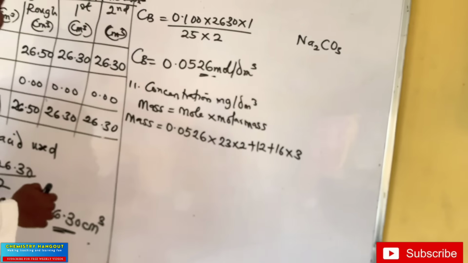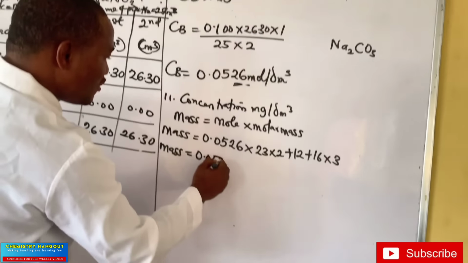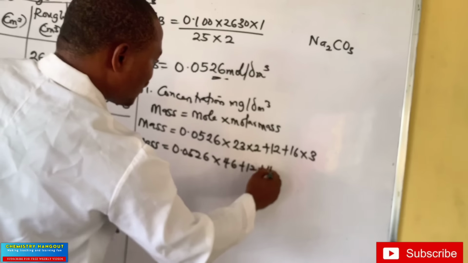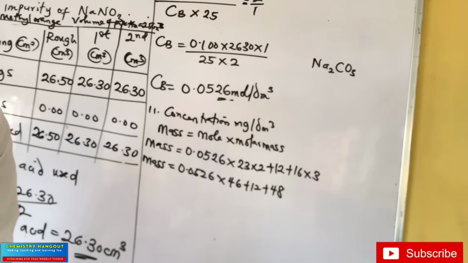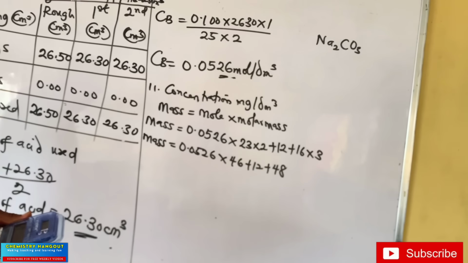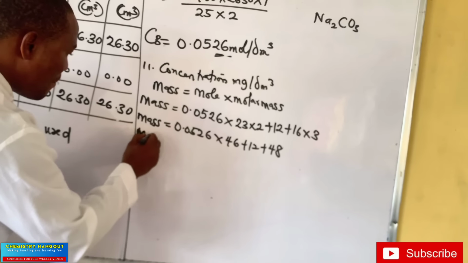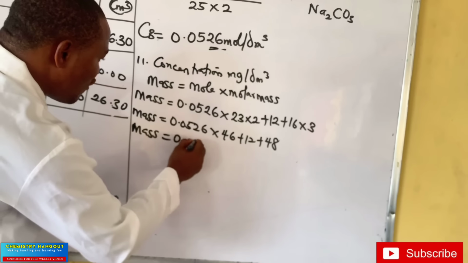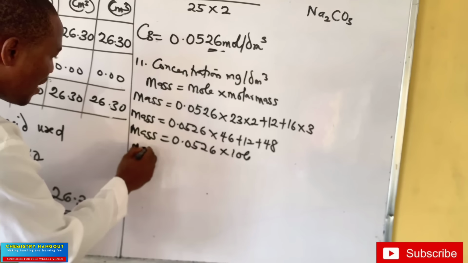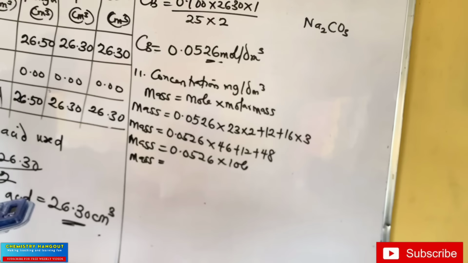I want to believe we are still here. So from here, our mass becomes 0.0526 times, this will be 46 plus 12 plus 48. Let's have a calculator help us with that. 46 plus 12 plus 48, that's 106. So we have our mass equal to 0.0526 times 106.